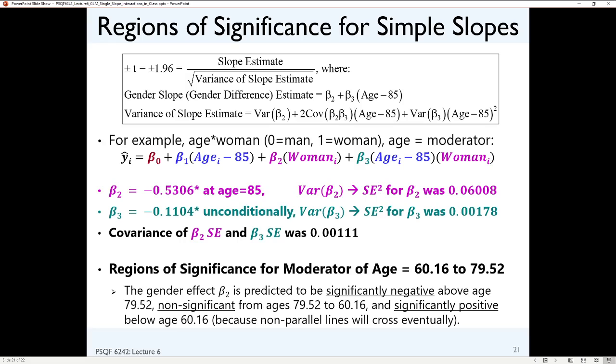So non-parallel lines eventually cross and the differences change directions. In this sample, however, if we didn't have anybody who was younger than age 60, then we wouldn't necessarily worry about this result. So you can use this approach to figure out at what points along the moderator a given simple slope shuts off and turns on, and in which directions.